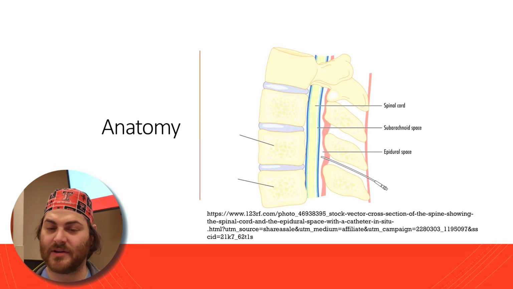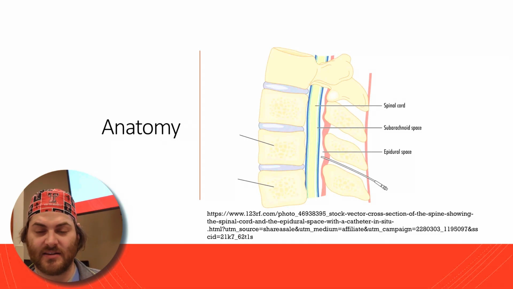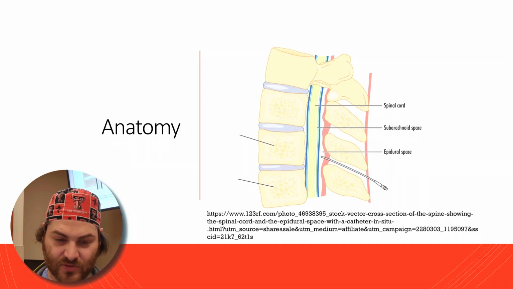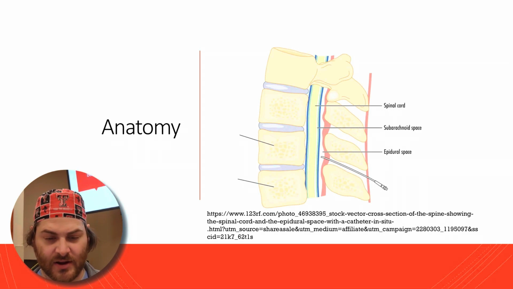Here's sort of the anatomy, right? So I'm putting a needle into the epidural space, I'm threading a catheter in there, and then we're hooking that up to an infusion. There's an image of kind of the catheter.